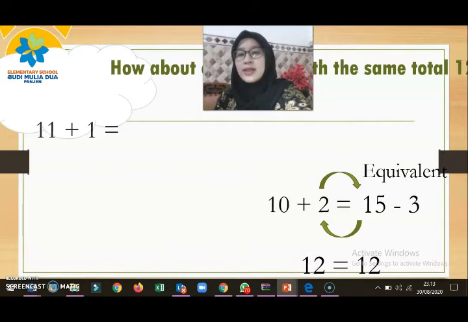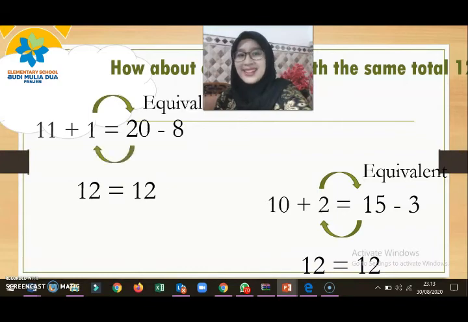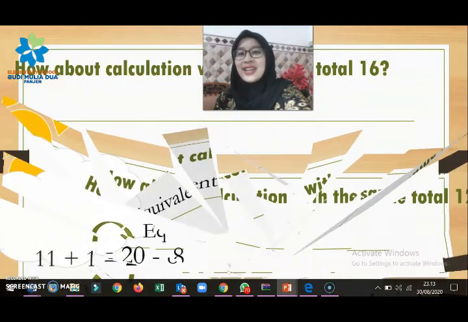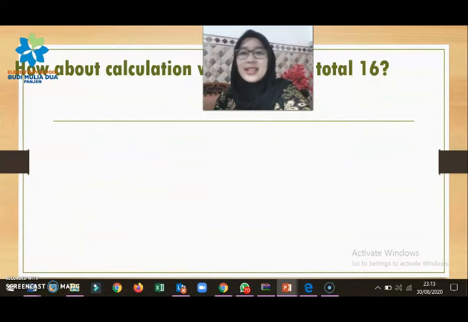Let's find out the other. 11 plus 1 is 12. And then let's find out the subtraction form. Yeah, 12 minus 8 is 12 too. So they are equivalent. Okay, let's see the next example.